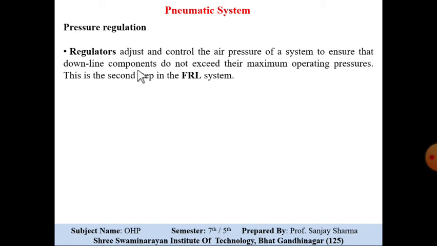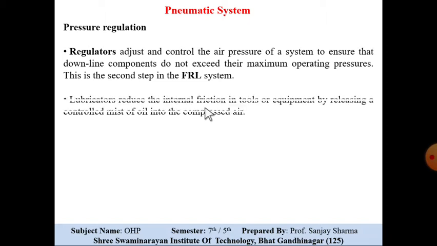Pressure regulator adjusts the control of air pressure of a system to ensure that downline components do not exceed their maximum operating pressure. For example, the components are designed for 50 bar or say 100 bar, but the receiver tank pressure is beyond 100 bar, 200 bar. So if direct air is passing through it, it will damage the component. So in order to prevent the excess pressure, the pressure regulator knob is provided, which regulates the pressure for the downstream of the pneumatic system.